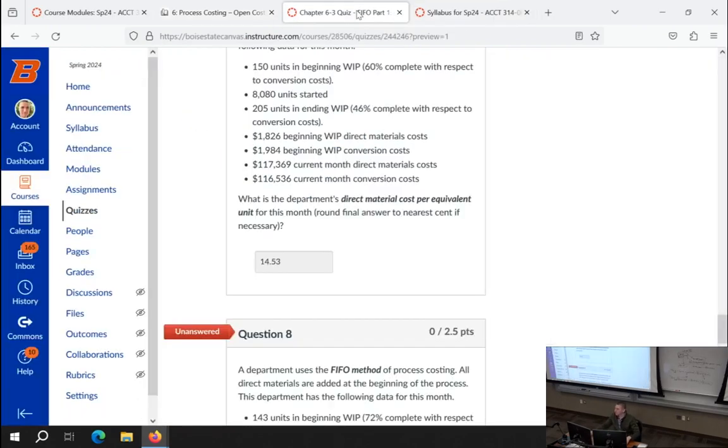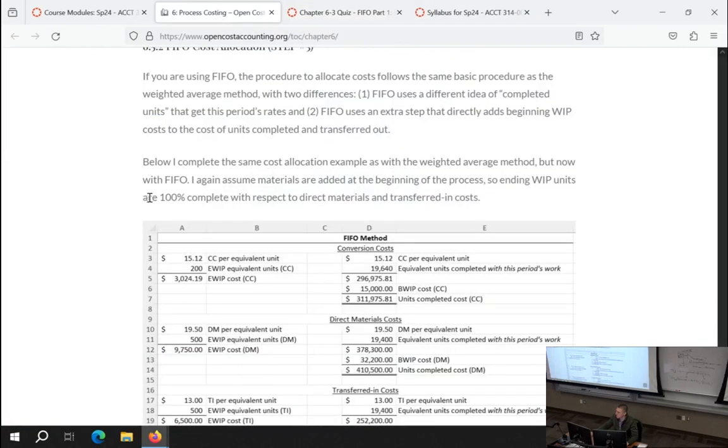Will we ever have a question where transferred in is not the same percent as direct material? I wanted to say no. I'm pretty sure when I wrote the questions, I just always treated them that way. So if I see transferred in, I can just pretend it's direct material. I know it's not, but when I'm doing the math, I think so. Read to make sure, but I'm almost certain that I write them that way.